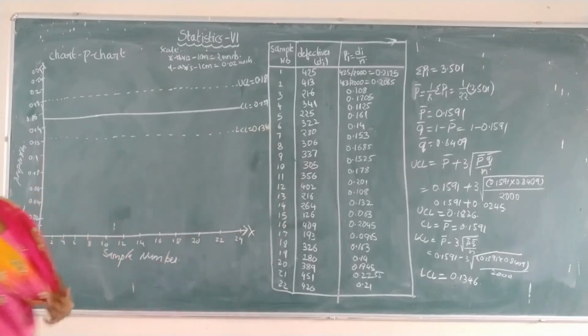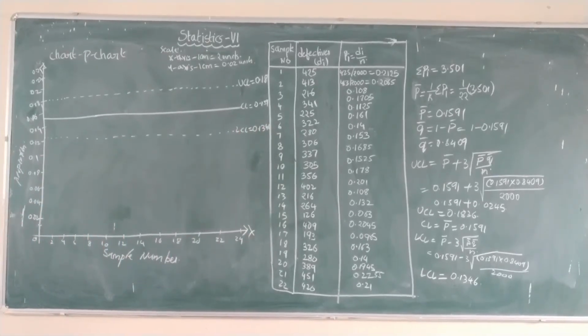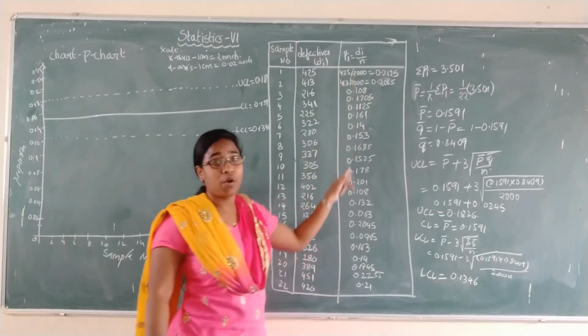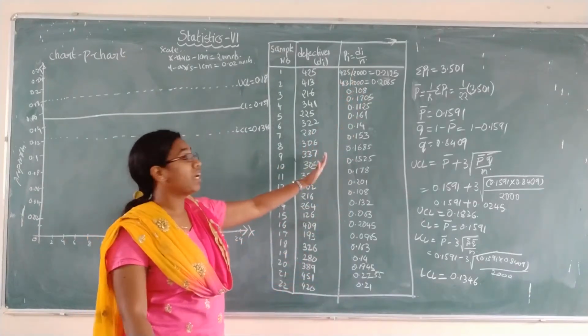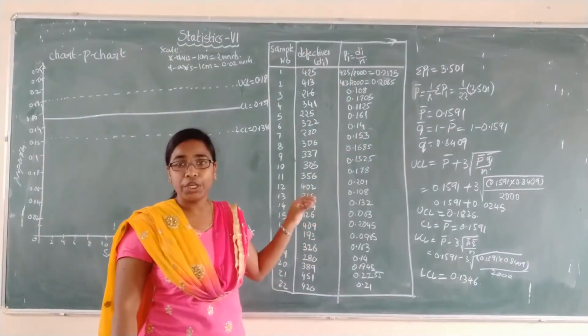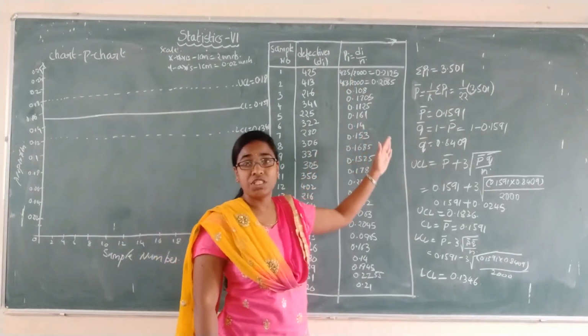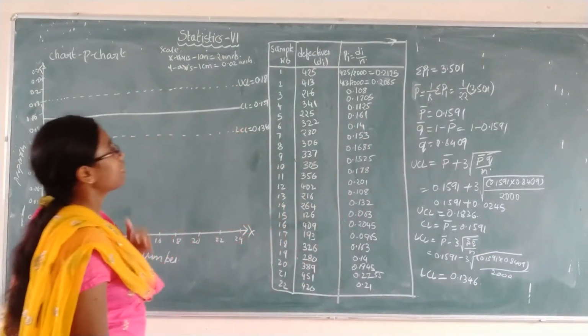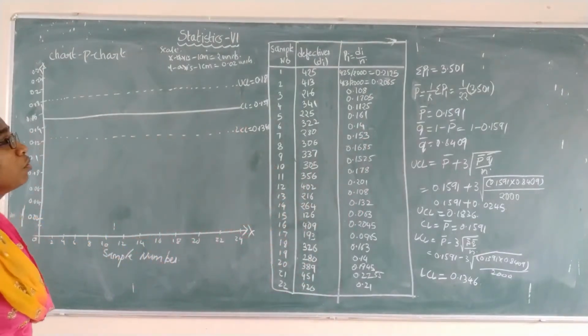So after drawing the UCL, CL and LCL values, next we will be plotting the points. This is a P chart, so you have to plot the points of pi only. Don't consider the di values. These di values are only used to find the proportions, that is, the pi values.